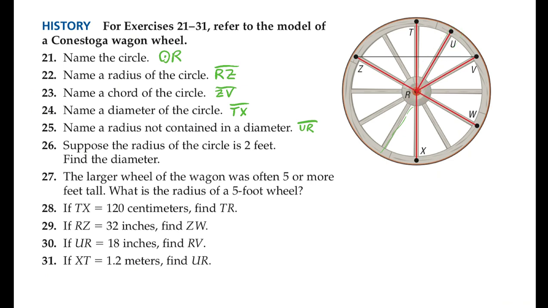Okay, suppose the radius of the circle is 2. Find the diameter. Oh, well, if the radius is 2, there's just 2 radiuses, so you double it and you get 4. I'm going to erase that, now we're back to square one.